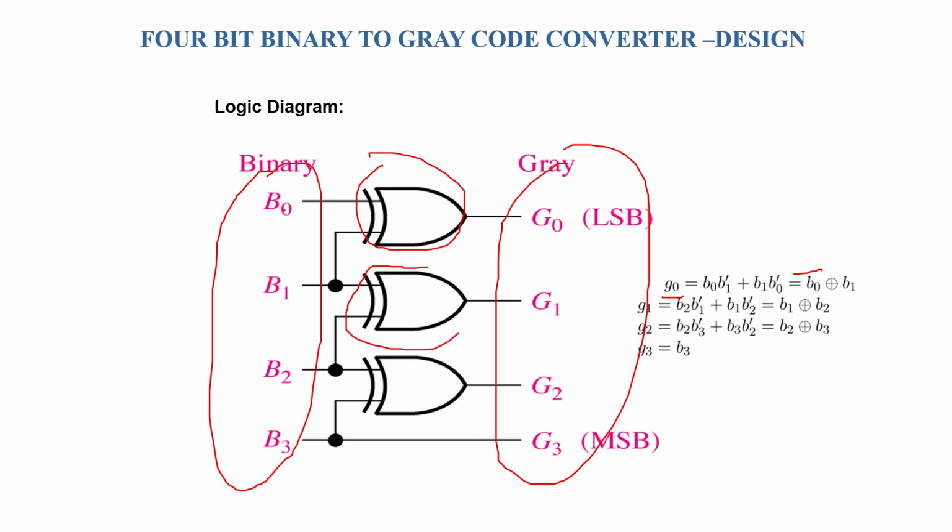Similarly for G1 also, B2 XOR of B1. Then for G2 we can write B2 XOR of B3. Then G3 should be equal to B3, directly you can connect it. So this is a logic diagram for 4-bit binary to gray code conversion.